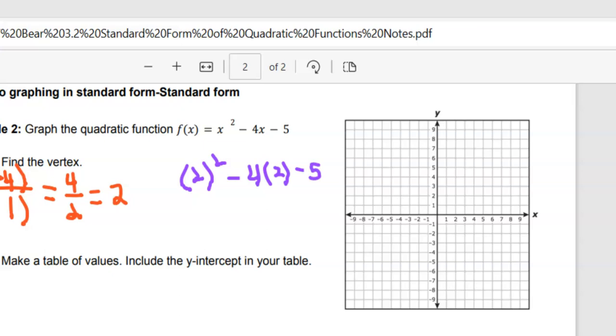That's going to give me 4 minus 8 minus 5. 4 minus 8 is negative 4. Subtract 5 more, you get negative 9. So our vertex is going to be at 2, negative 9. Okay? So that means that on my graph, 2, negative 9, I'm going to plot that point right here.